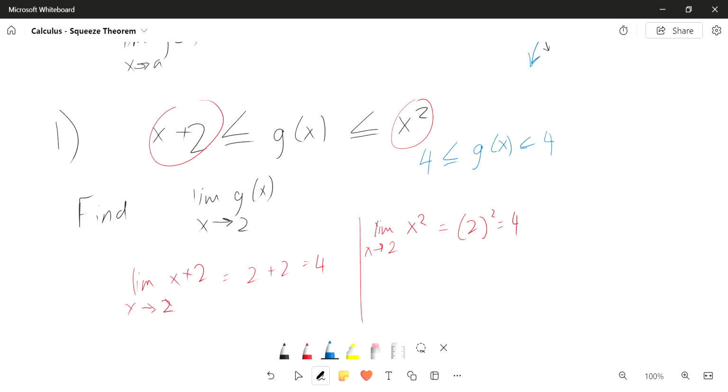And there is only one possible value that can fit this equation and still hold true, which is 4, because if you put 5 here, it'll be out of this bound. And if you put 3 here, it will also be out of these bounds. So the only value that will work here is 4. So the limit of g of x as x approaches 2 is equal to 4.